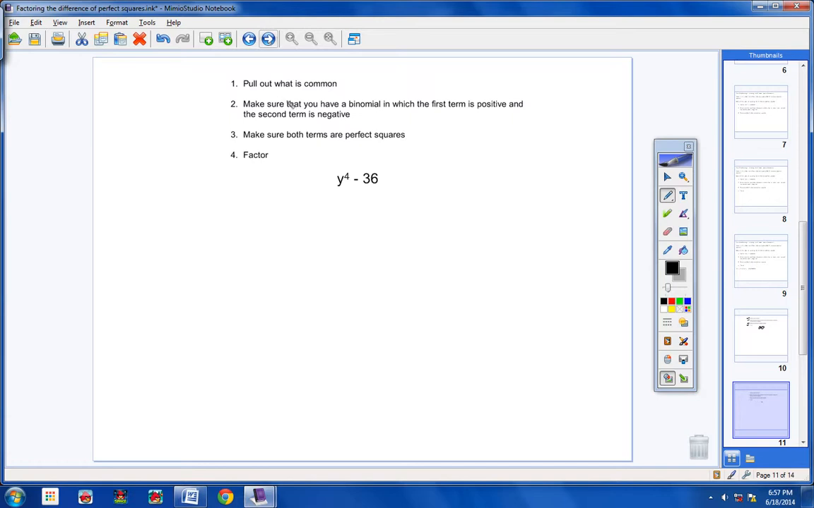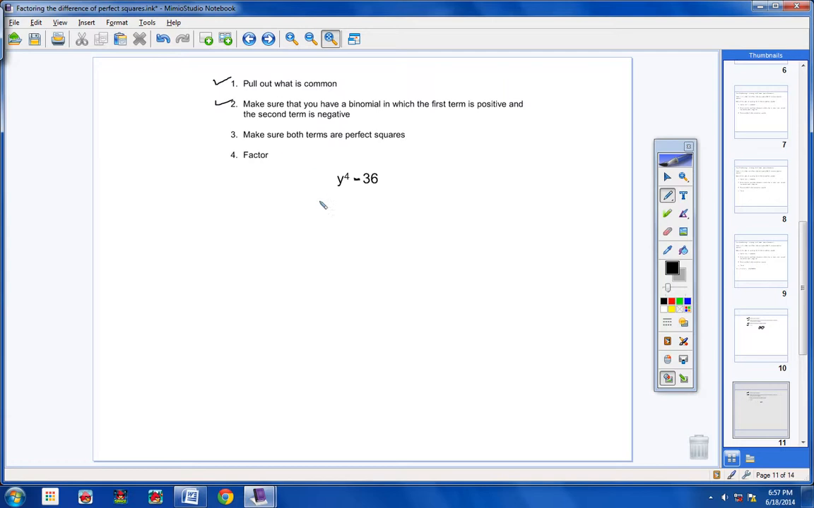Pull out what's common. Well, I've got a 1 here and a 36. No number goes into 1 and 36 evenly. I have 4 y's here and no y's here, so I can't pull out any y's. Number 2, make sure you have a binomial, which I do. Make sure your first term is positive, it is. Make sure your second term is negative, and it is.